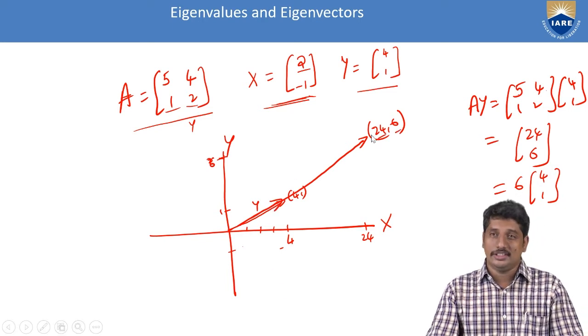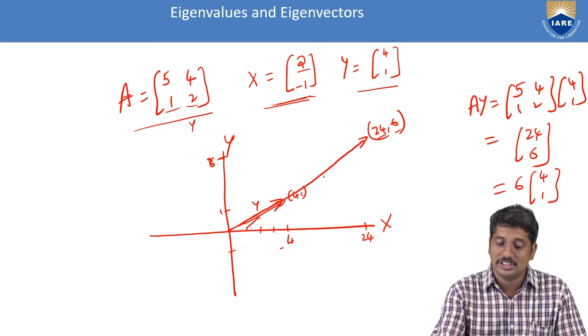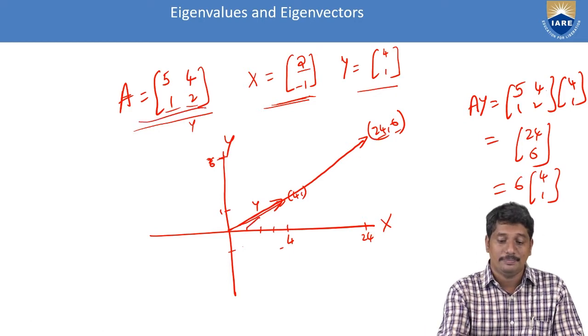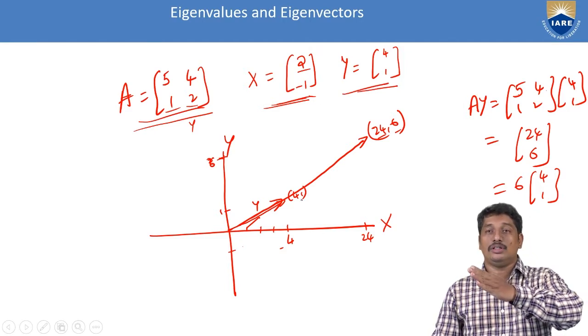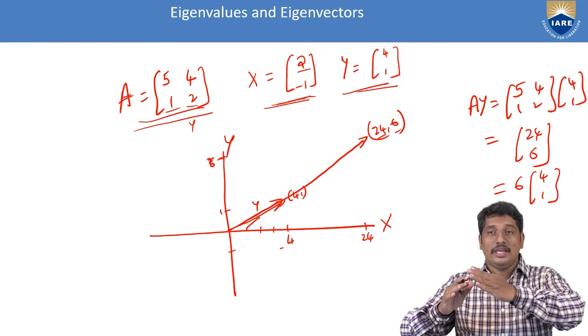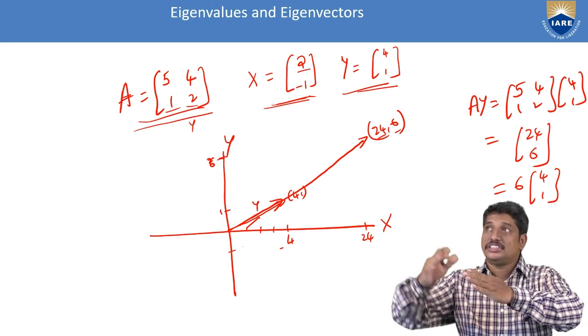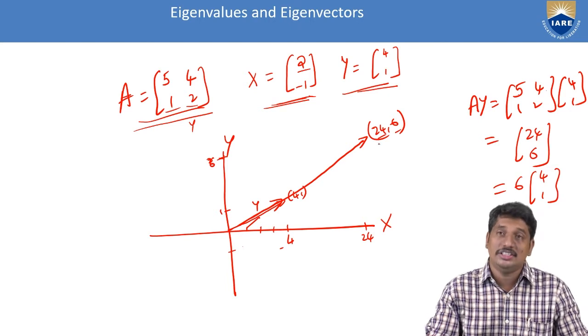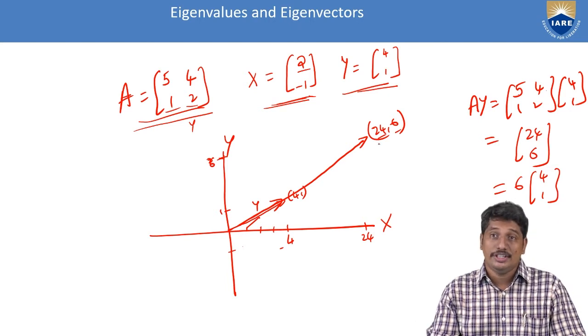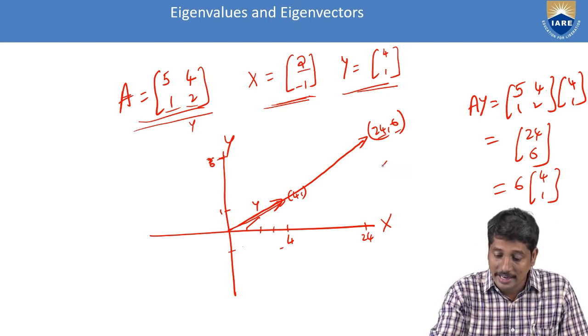Both are in the same direction. That means the vector doesn't change its direction when multiplied with A. y doesn't change its direction. Initially it is 4, 1. After multiplying it with A, it is continuing in the same direction, 24, 6. That is, the vector doesn't change its direction, which is showing a good behavior, which is called an eigenvector.